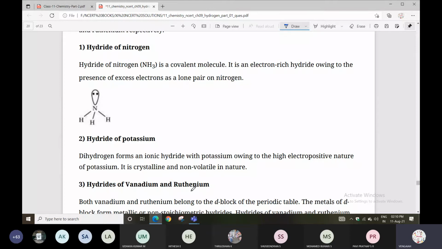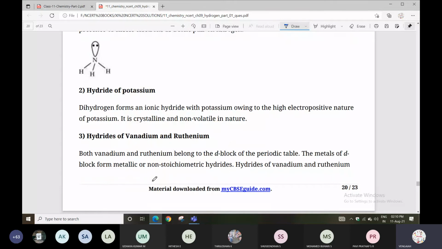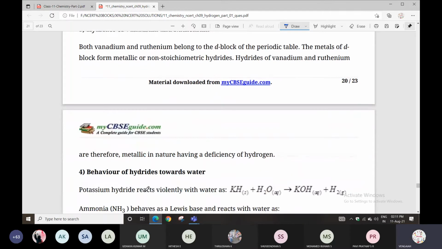Next one is the hydride of potassium. Dihydrogen forms an ionic hydride with potassium owing to the highly electropositive nature of potassium. It is crystalline and non-volatile in nature. Next, hydrides of vanadium and ruthenium. Both vanadium and ruthenium belong to the d-block of the periodic table. The d-block metals form metallic or non-stoichiometric hydrides. So hydrides of vanadium and ruthenium are metallic in nature, having a deficiency of hydrogen.